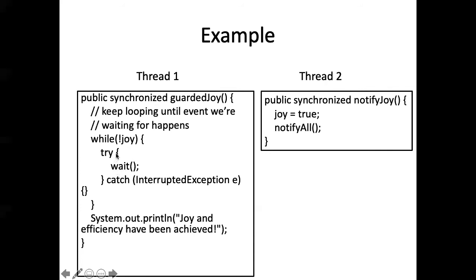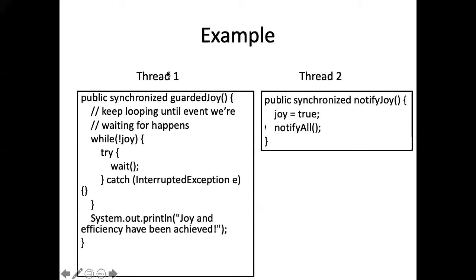And when it comes out of the wait, it checks to see if joy has been set to true. And if it has, it exits the loop. It prints out joy and efficiency have been achieved. And then the second thread is the one that sets joy to be true. And then it calls notify all in order to print the message. So when I call notify all, now this thread will get scheduled and it will print the message.